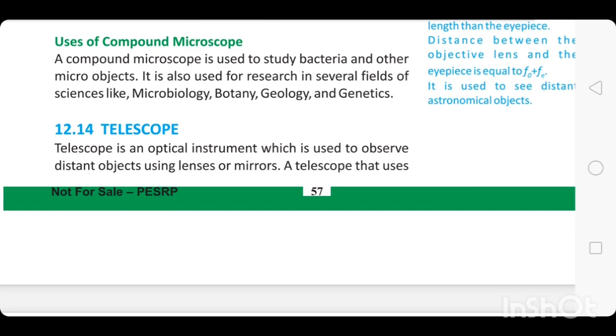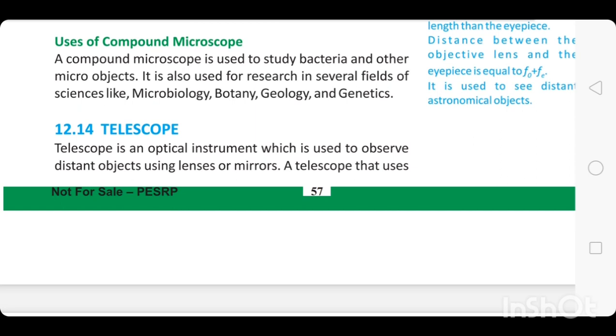Before starting the telescope, I would like to remind you some features from the topic compound microscope because there are similarities. In compound microscope, we have learned that there are two convex lenses. One is called objective lens and the other is called eyepiece. In microscope, the objective lens is of short focal length and forms a real image, while eyepiece has a large focal length and forms a virtual image. In construction of telescope, the sequence of the lenses is reversed.